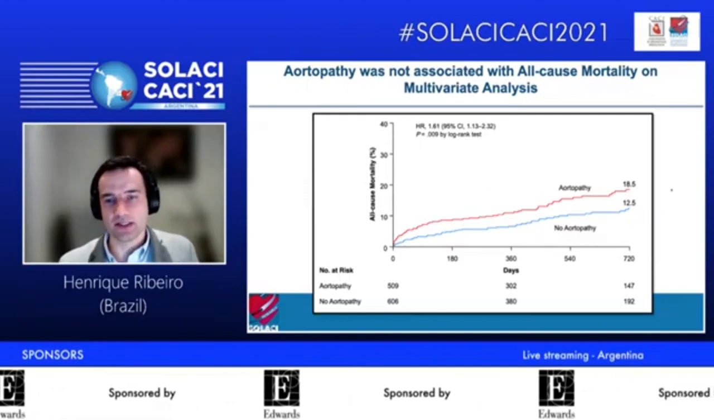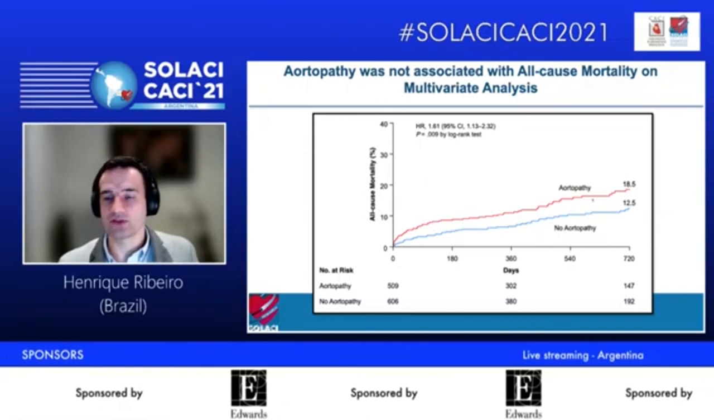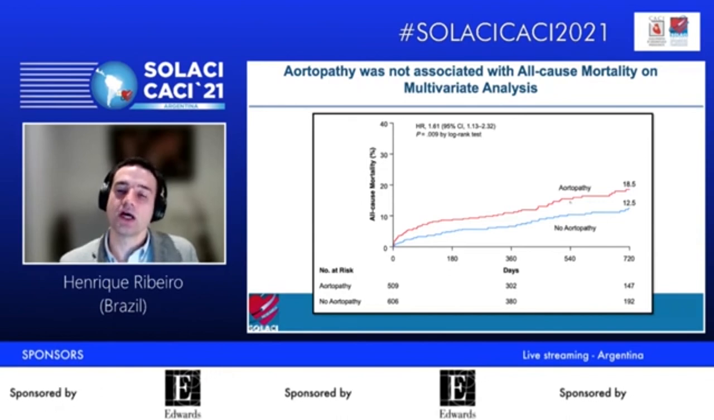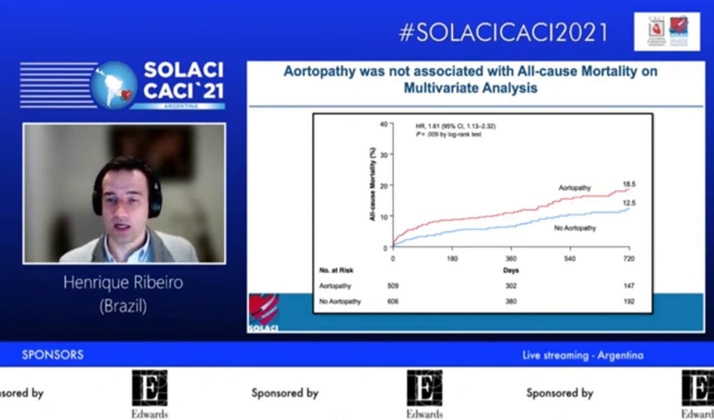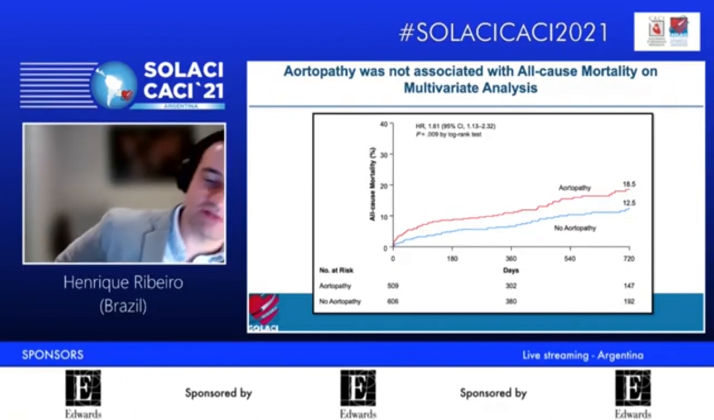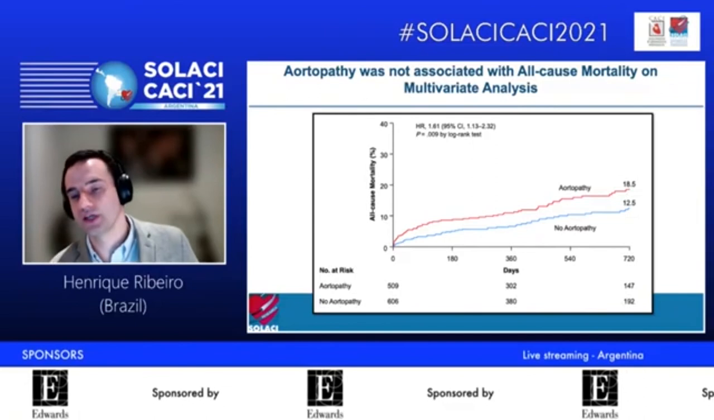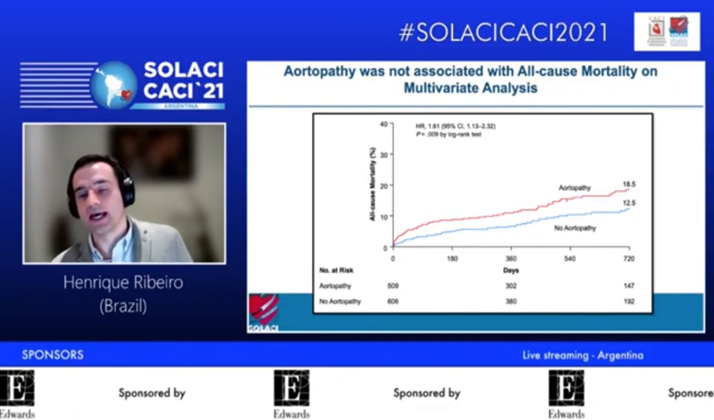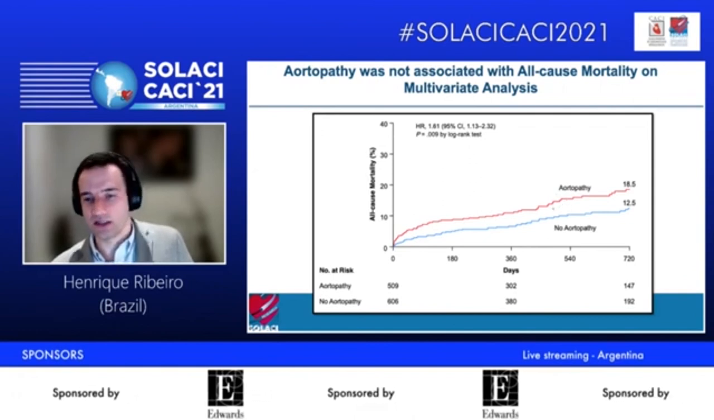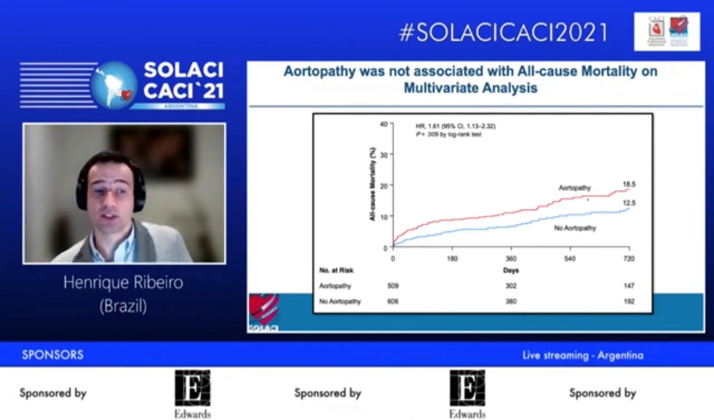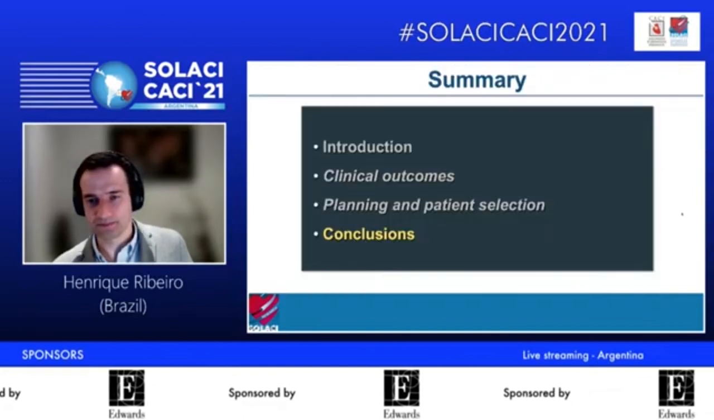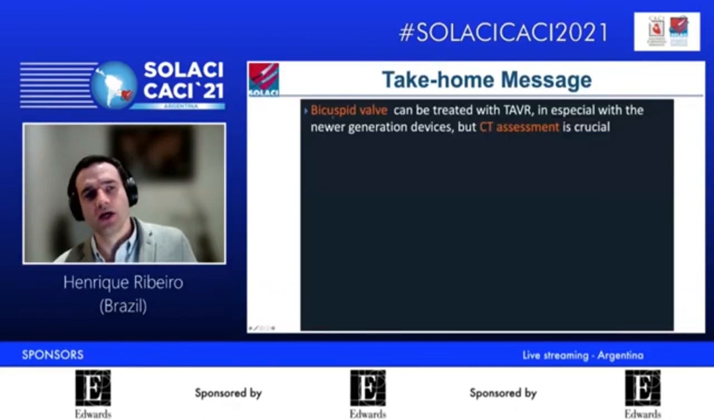Another important aspect that has been published recently is the aortopathy factor that is very frequent and present in such patients with a bicuspid phenotype. And as you can see here, almost half of the patients have an increased diameter of the aorta greater than 40. And importantly, there was a small increase in mortality in such patients with aortopathy.